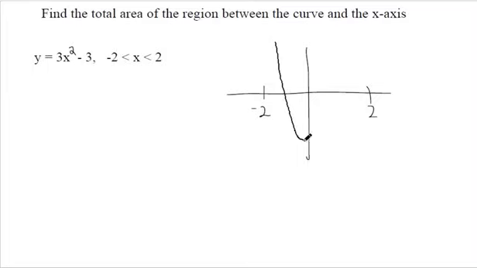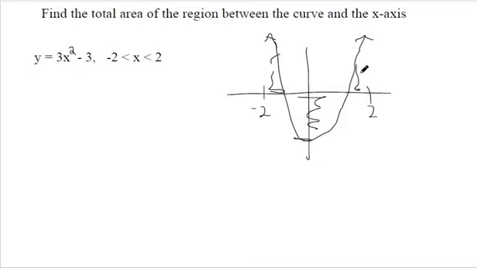Okay, so the book is asking us to find the total region between the curve and the x-axis, and it wasn't immediately clear to me, but I understand what they're saying now. So look, this graph looks something like this, okay? It's a parabola, goes down to -3.